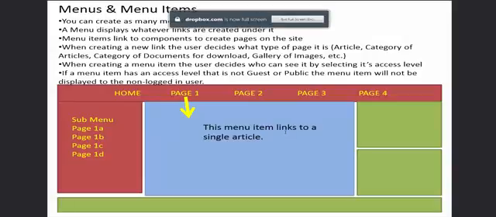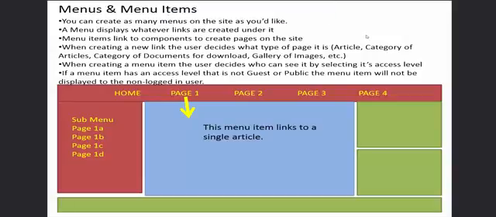You can create as many menus on the site as you'd like, and whatever links are created under it, a menu links to components to create pages on the site. So when creating a new link, the user decides what type of page it is: an article, a category of articles, a category of documents, a gallery of images.